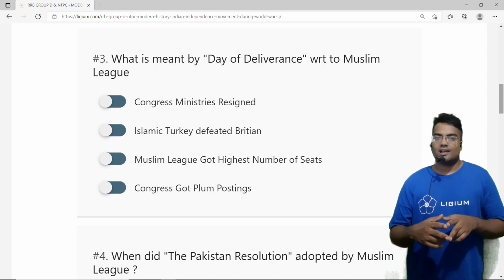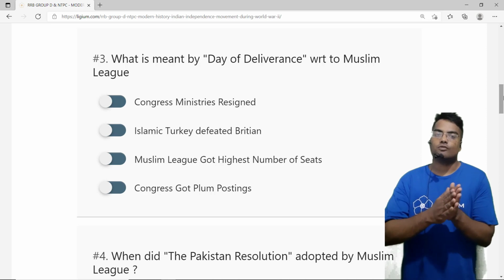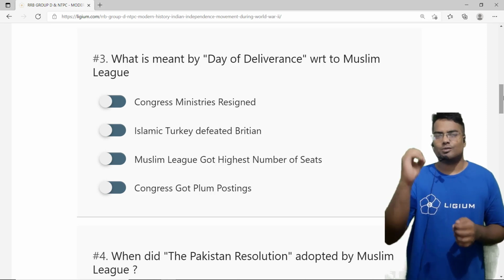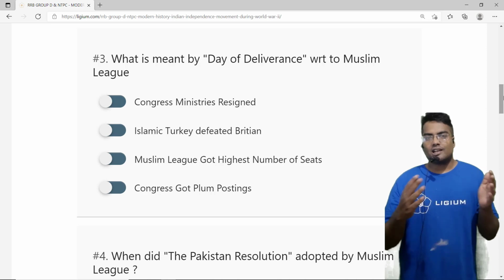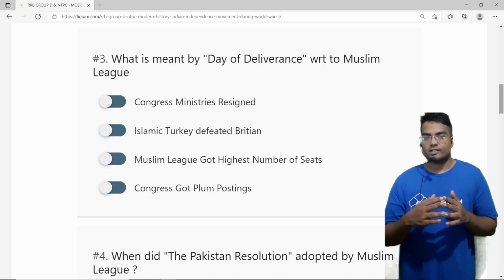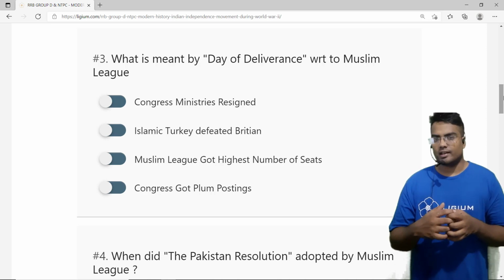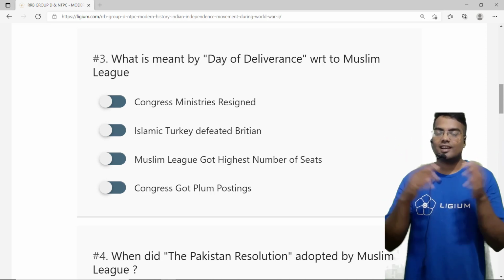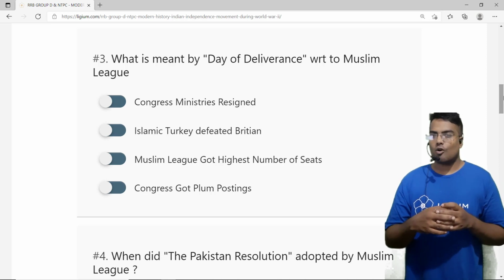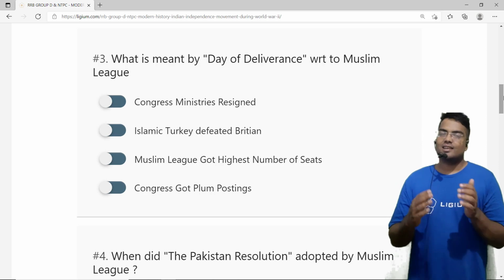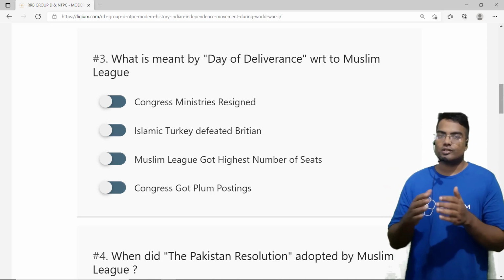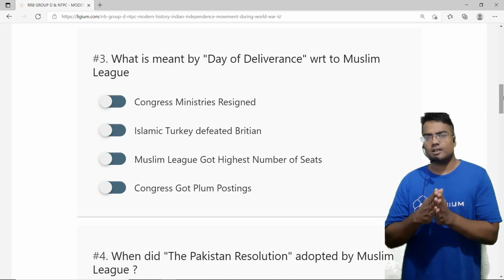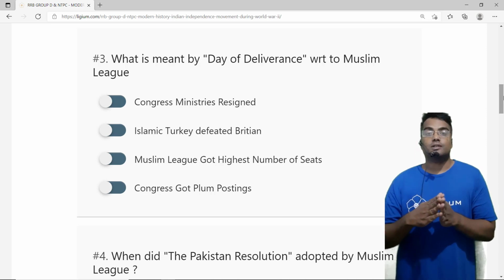In 1937, Congress won a significant number of seats at both the provincial and central levels. The Muslim League practically got zero, around 5% of the Muslim vote. So most of the important members were now Congress, technically Hindus, and the Muslim League didn't like that. When the Congress ministries resigned, they said it was the day of deliverance, that they were now free. It is all nonsense, because Congress, despite being Hindus, actively worked for all Indians. They never cared if a person was a Muslim or a Hindu. So the correct answer is option A, Congress ministries resigned.